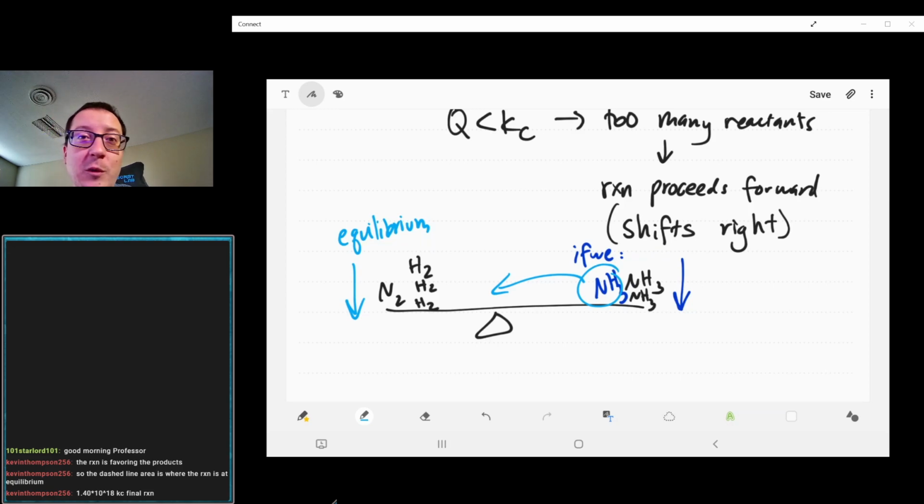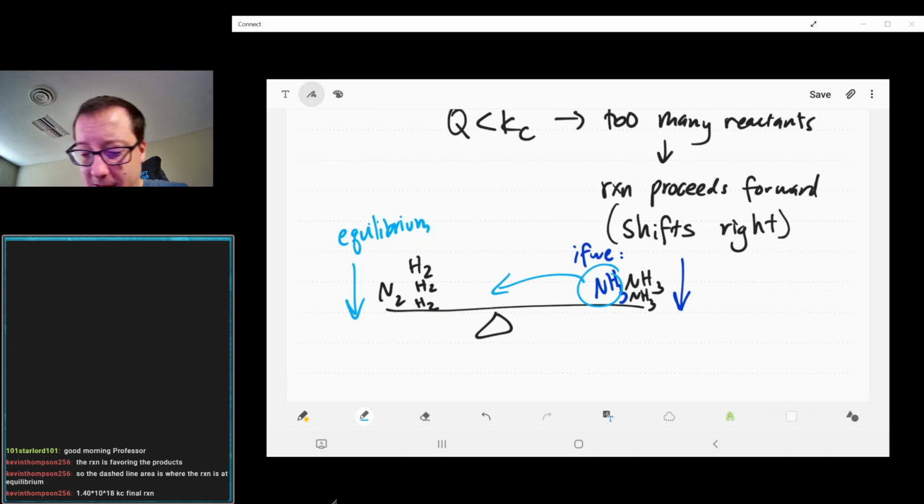So the equilibrium is always going to do the opposite of what you do to it in order to reestablish itself, to fix what you did to the equilibrium. It's going to remedy that. So if you mess with concentrations or partial pressures, it's going to reestablish itself by going the opposite direction. If you give it more reactants, it's going to shift towards the products. If you give it more products, it's going to shift towards the reactants.